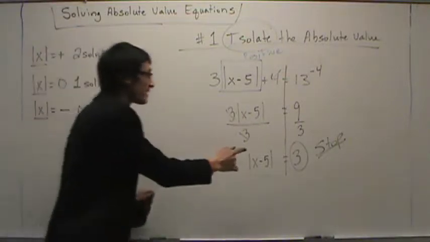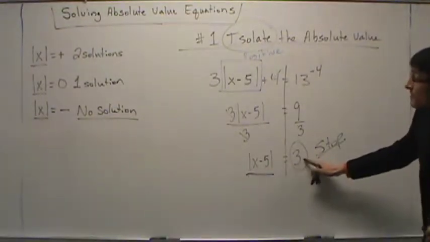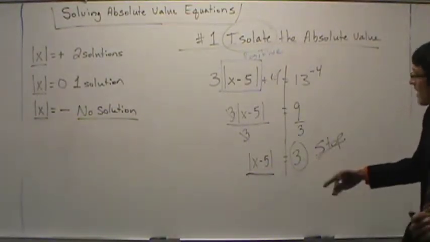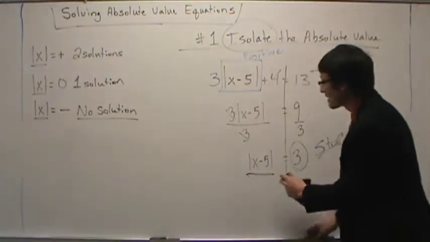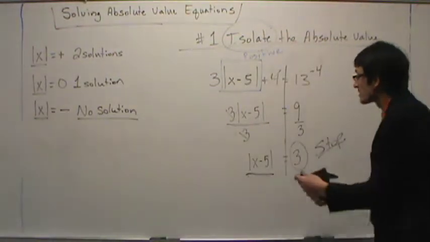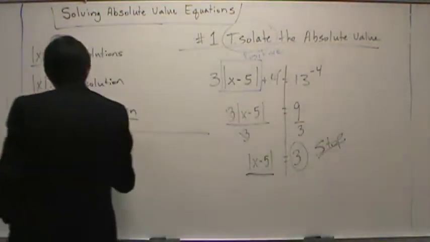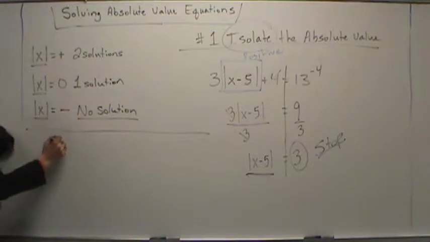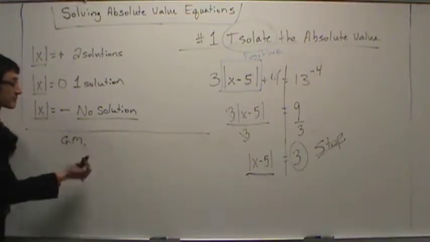Okay, so looking here, the absolute value is isolated. We look at the right side. Is the right side positive, 0, or negative? It's positive. So how many solutions do we have? We have 2 solutions. There are 2 things that make this equation true. Now, once you get to this point, we solve it 2 ways. Limited board space, so I'm just going to abbreviate GM for geometric method.